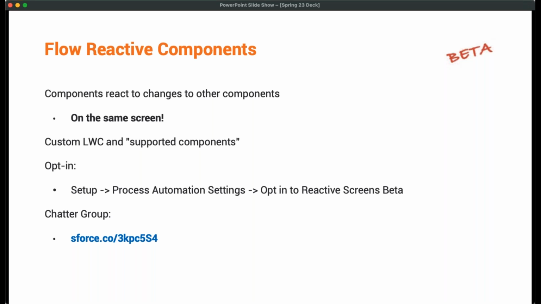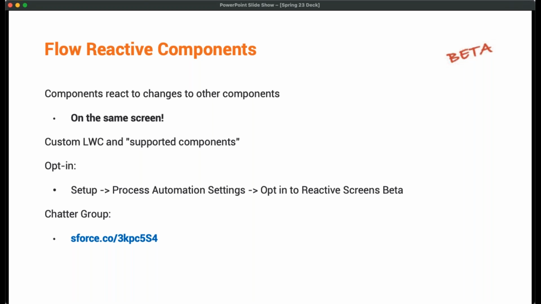So I was always writing Lightning Web Components to allow them to interact with each other, to send messages to each other. And you can do some of that with the Lightning App Builder as well, wiring them together. But Flow reactive components are going into beta in this release. These allow components to react to changes to other components made on the same flow screen element. So no need to move on to the next screen in order to change the view.